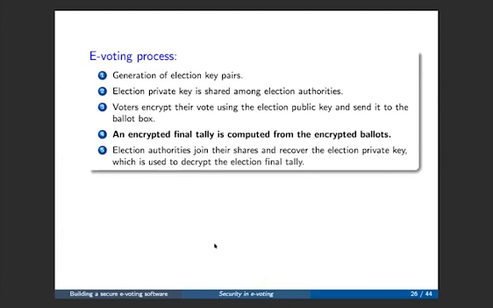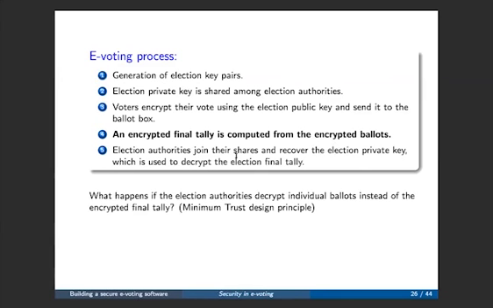So now, if we look again at how the e-voting process ends up using homomorphic encryption, we have that voters encrypt their vote using the election public key, then send it to the bulletin board. Then an encrypted final tally is computed from the encrypted ballots using homomorphic encryption, and then election authorities join their shares, recover the private key, and then decrypt the final results. So now we don't need to decrypt each of the encrypted ballots one by one.